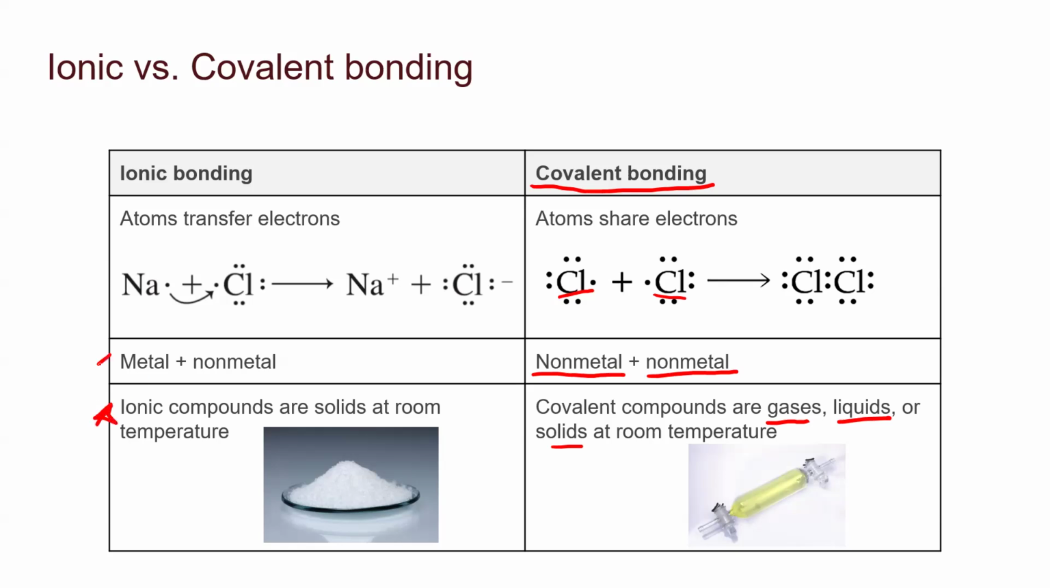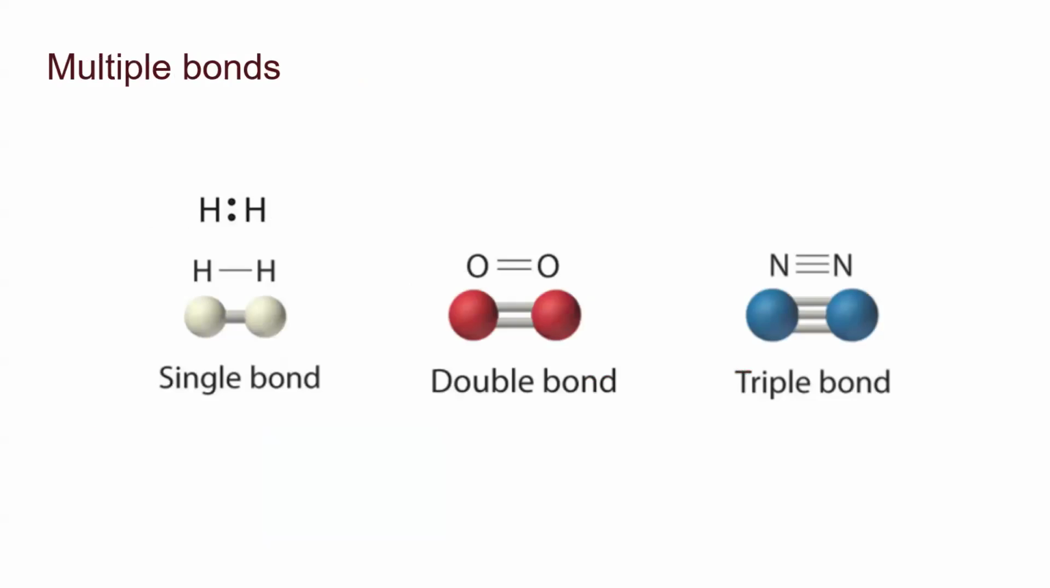Another important distinction is what they're composed of. An ionic compound is a metal and a nonmetal, while a covalent compound is a nonmetal and another nonmetal. Now, covalent compounds sometimes involve the sharing of multiple electrons, leading to what are known as multiple bonds.